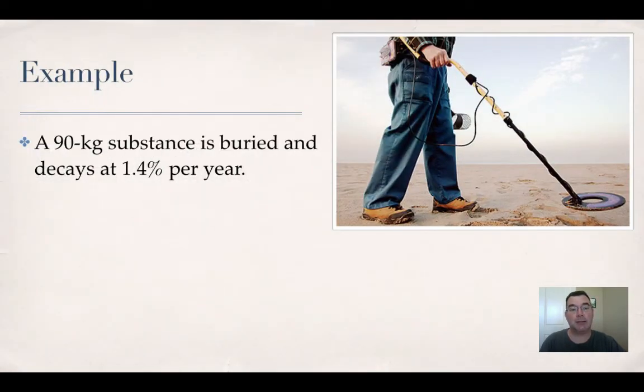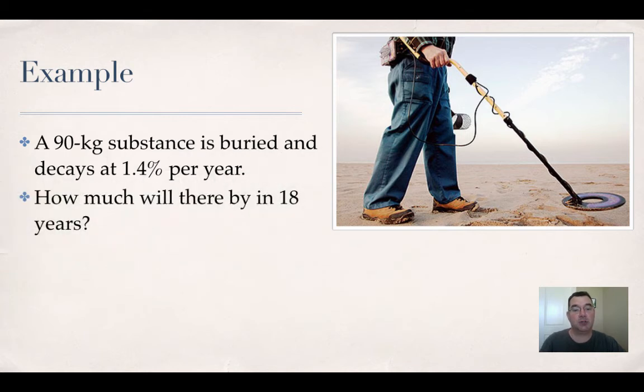Obviously this one will be about decay. So I have a 90 kilogram substance that's buried and it's decaying at a rate of 1.4% per year. Okay, so how much will there be in 18 years? Well, what I do is I take that 1.4%, which is 0.014 as a decimal, and I subtract that from 1, and I get 0.986. That's where that base comes from.